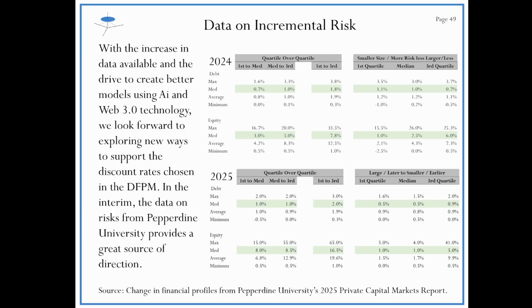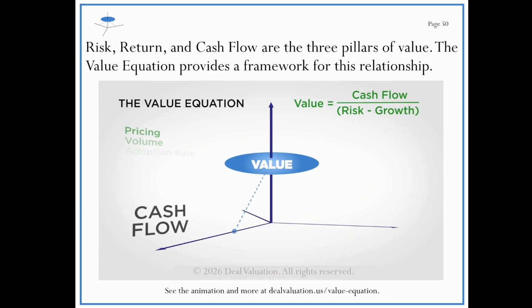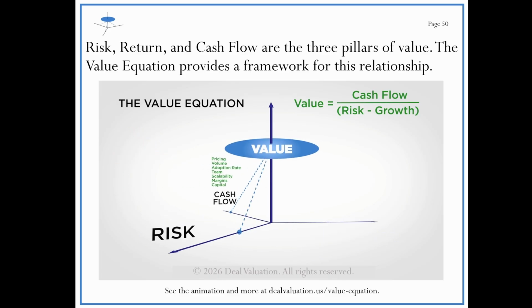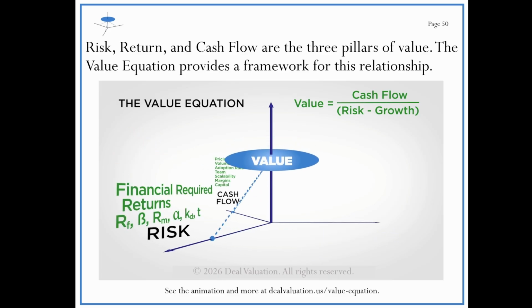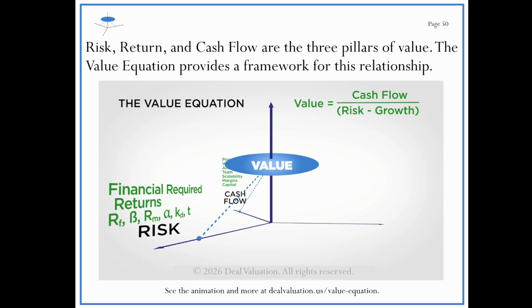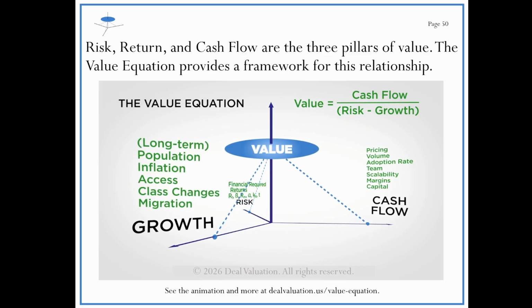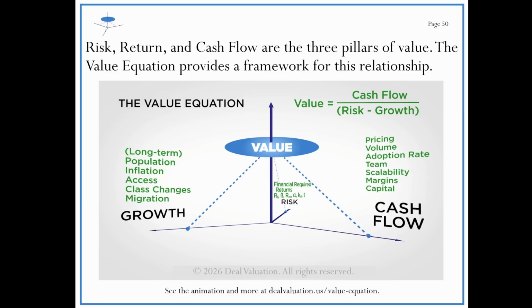Risk, return, and cash flow are the 3 pillars of value presented elegantly in the Gordon Growth bond pricing model. We often refer to this as the value equation. Although simplistic in nature, the value equation provides a framework for the inherent relationship between these pillars and is a good place to start a conversation.